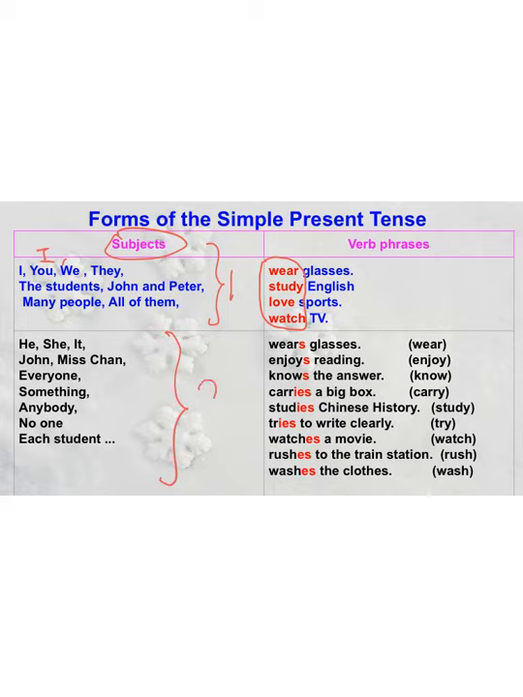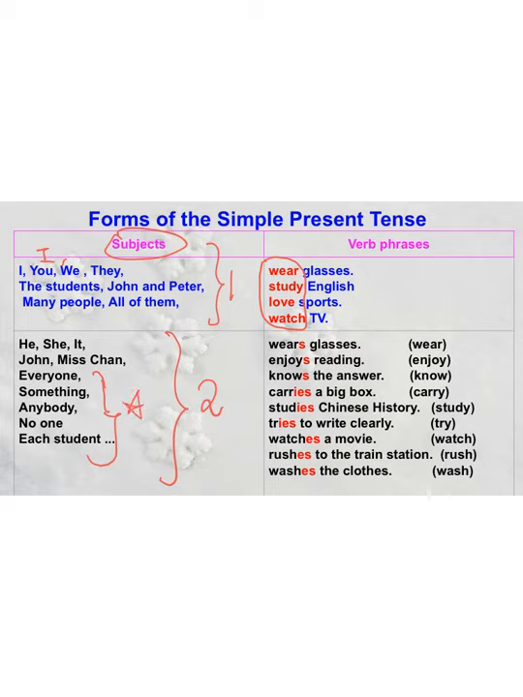However, type 2 is different. In type 2, the subjects include he, she, it, John, Miss Chan. There is only one person, which does not include I. I and you belong to type 1. Remember, besides he, she, it, type 2 subjects also include everyone, something, anybody, anyone, everybody, no one, nobody, each student. They also belong to type 2.